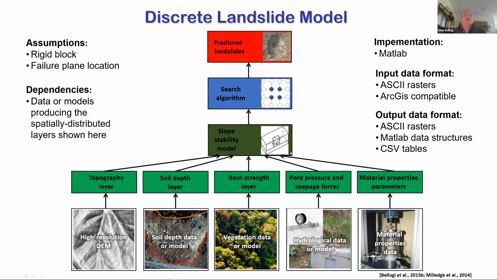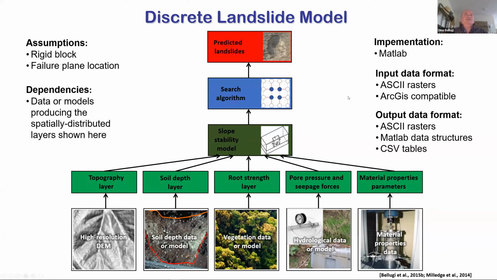So to recap, we have a model that takes a series of inputs: topography, soil depth, root strength, pore pressure, seepage forces, and material properties. And I should say that these are not easy to get, and so are often modeled. Then a slope stability model is applied to each cell in this digital landscape. We run the search algorithm, and we output a set of discrete predicted landslides.